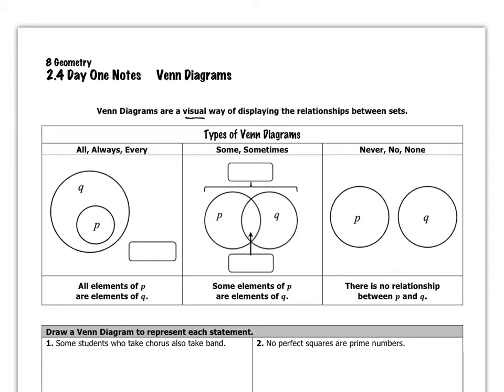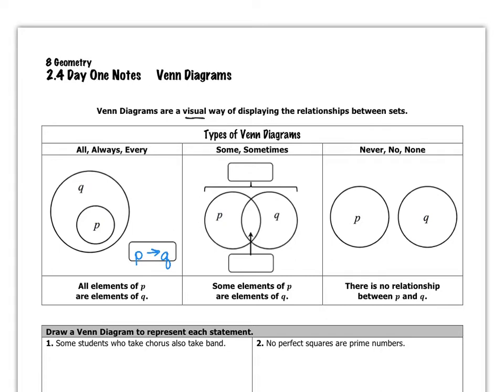So as I said, Venn diagrams are a visual way of displaying the relationships between sets, and there are three main types of Venn diagrams. There are what we call the always Venn diagrams, the sometimes Venn diagrams, and the never Venn diagrams. So an always Venn diagram looks like the one you see on the far left, and let's just say we have two separate statements, P and Q, for our conditional statements. This diagram means that all elements of P are elements of Q, or what we're used to seeing, P implies Q. This means that if you are an element of P, then you're automatically an element of Q.